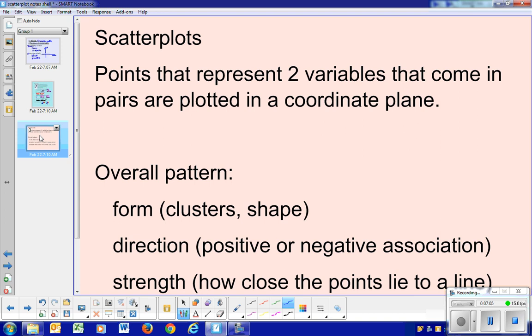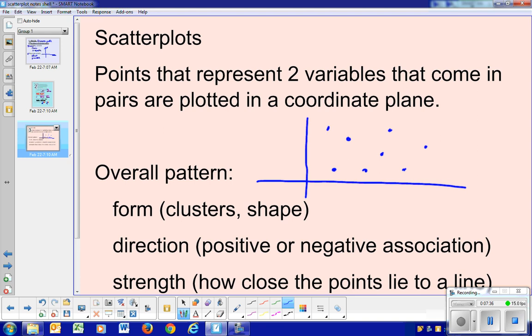Scatterplots are graphs where you have a bunch of dots or ordered pairs or points just flung out on a grid. So scattered, that's what it sounds like actually. The points that you have represent the two variables that come in pairs, and those points get plotted on a coordinate plane. It would look something like axes like this, and then just dots all over the place.